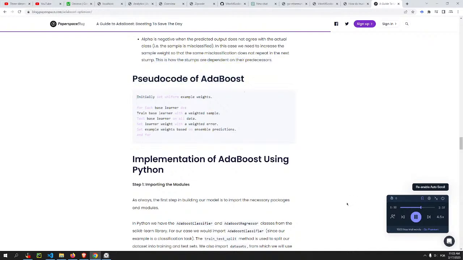Pseudocode of AdaBoost. Initially set uniform example weights. For each base learner do: train base learner with a weighted sample; test base learner on all; set learner weight with a weighted error; set example weights based on ensemble predictions.